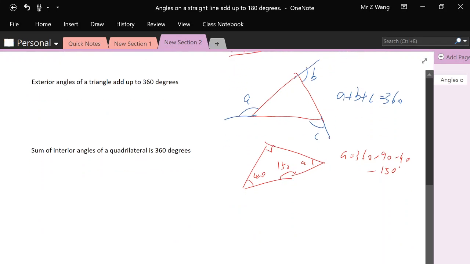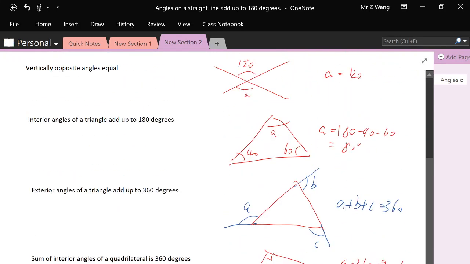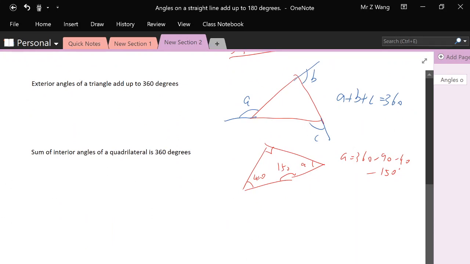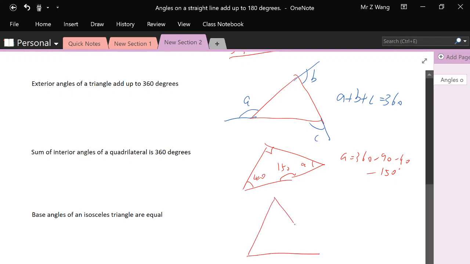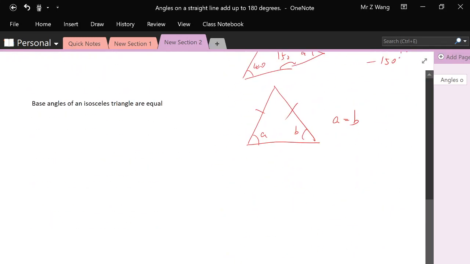So now, lastly, is there a lastly? No, this is everything we learned so far, right? I think, oh no, there's one more, right? Isosceles triangle. Base angles of an isosceles triangle are equal. Okay, now we have to draw, right. So then these two angles are equal. A equals B. Okay. Now I think that's everything we've learned so far. Okay. Now I hope you learned something.